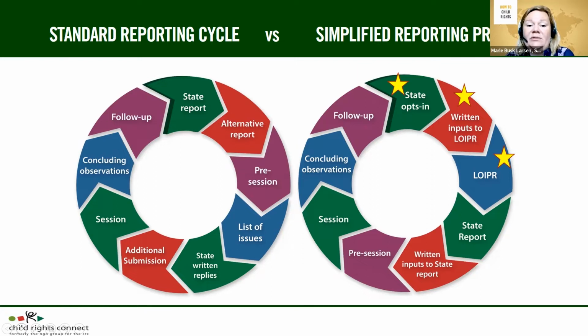And upon submission of the state report, civil society and other stakeholders can then submit written inputs to the state report, similar to what we've seen with the alternative report in the standard procedure. And then, of course, it still follows with the pre-session and the actual review and follow-up work in the simplified reporting procedure. We will also post a link to a comparative table in the chat box for you to further explore the different timelines, steps, and inputs that are needed in both of the different reporting procedures.